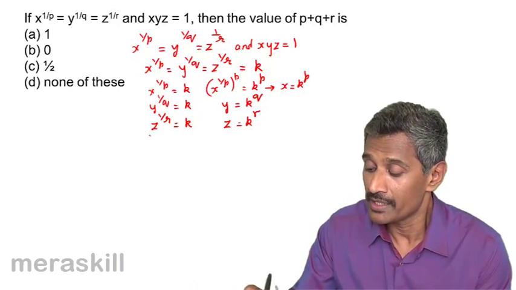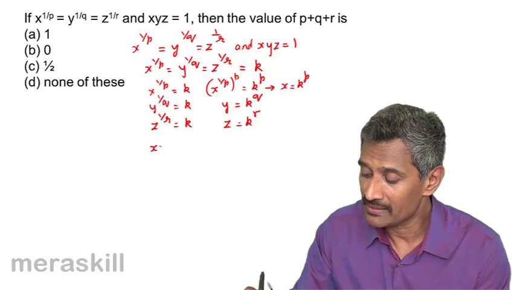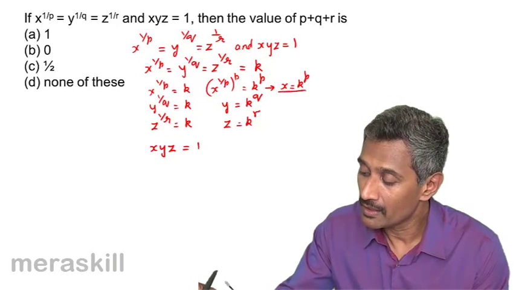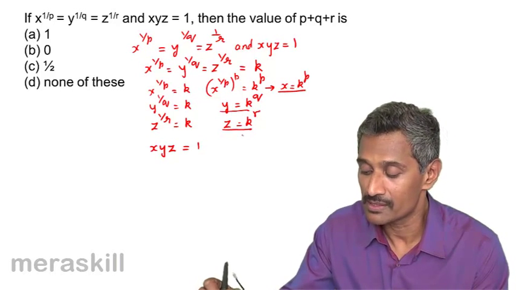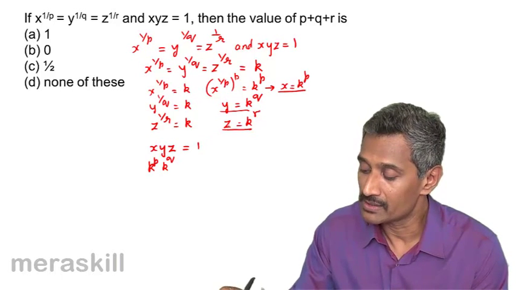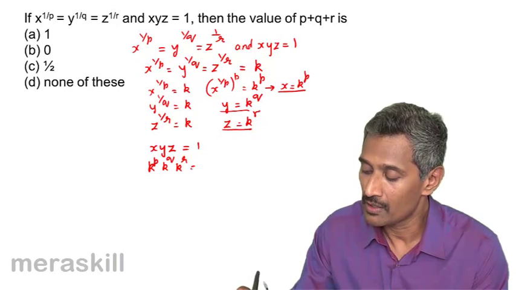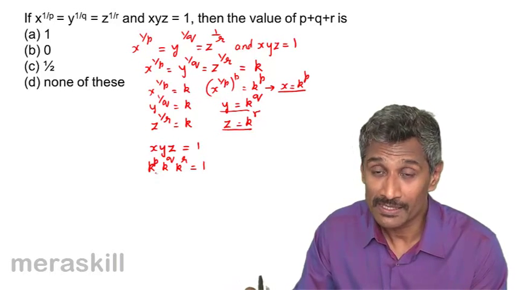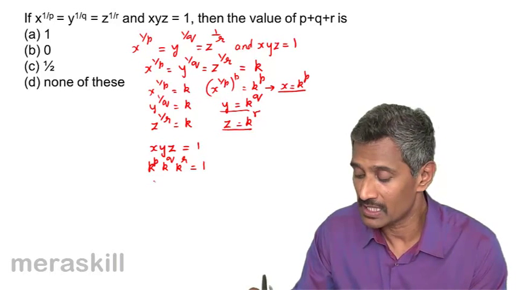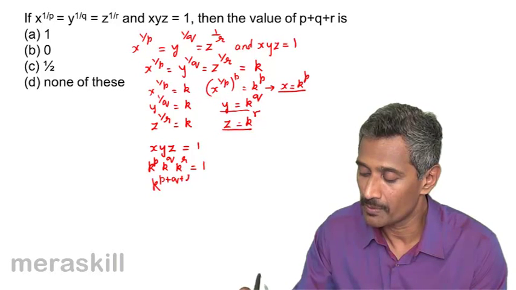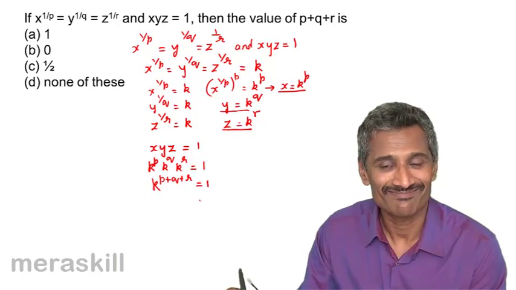Now it has been given that xyz is equal to 1. So that means this into this is 1. So instead of x, we can put k raised to p. Instead of y, we put k raised to q. And instead of z, we put k raised to r, is 1. Now, again, we go back to the first law. Same base, different indices. So it's k raised to p plus q plus r is 1.